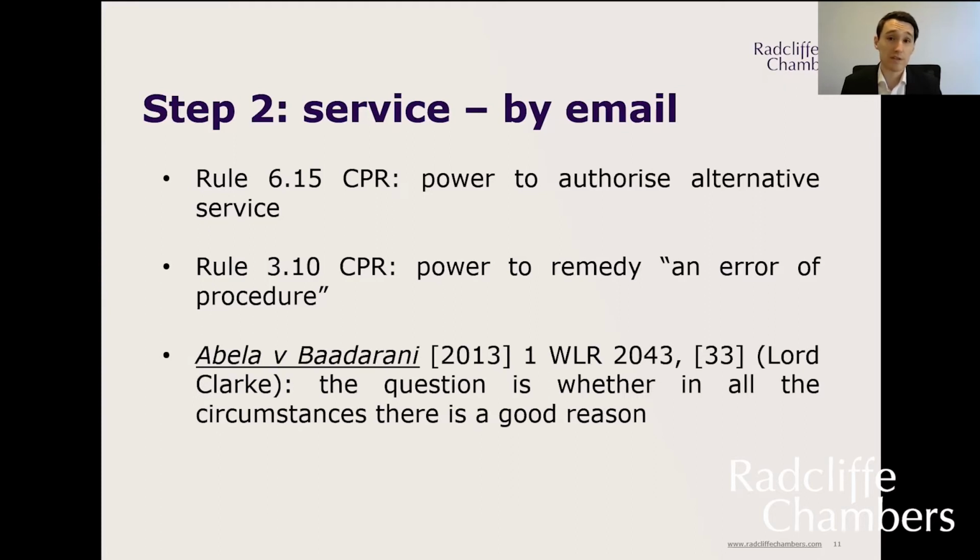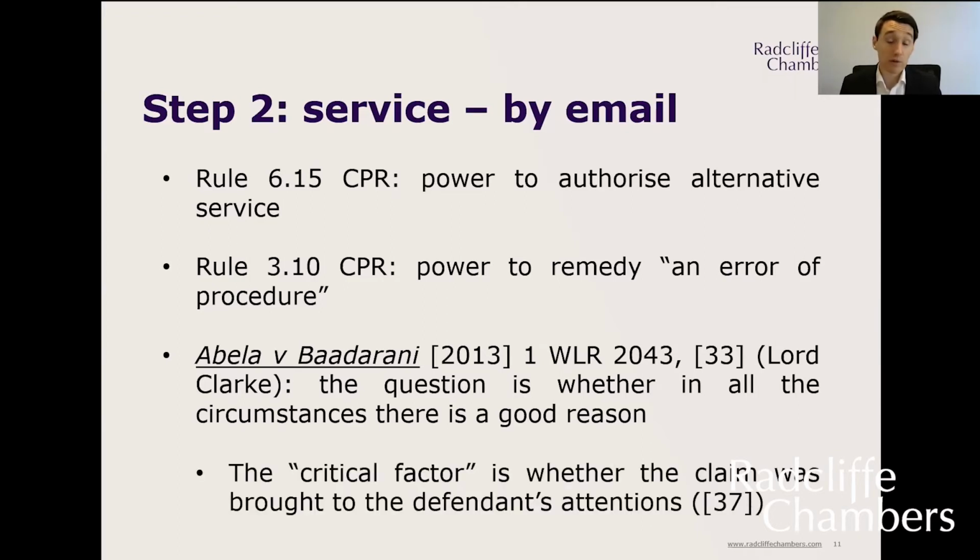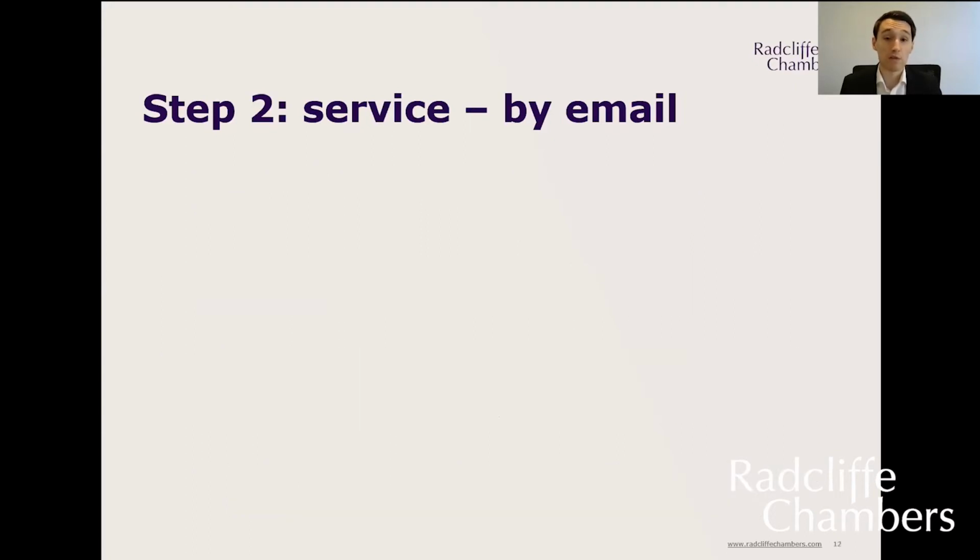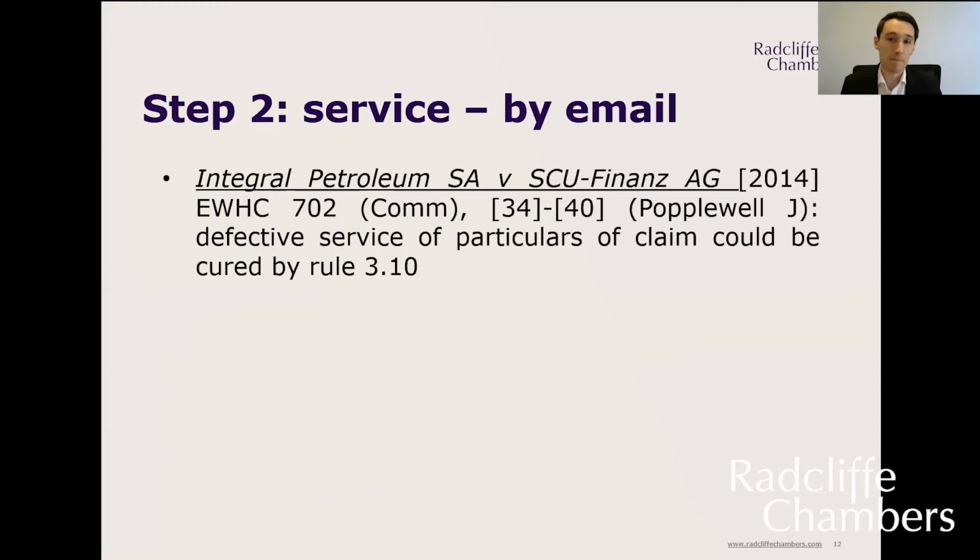The court does have power to authorise alternative service or recognise something you've already done under Rule 6.15 of the CPR. In addition, Rule 3.10 allows the court to correct any error of procedure. In general, when looking at Rule 6.15, the court will look for a good reason to justify serving something outside of the normal rules. And in particular, the court will look at two things. Firstly, whether it will come to the defendant's attention if it's served in the way you suggest, and whether the government took reasonable steps to try and serve it normally.